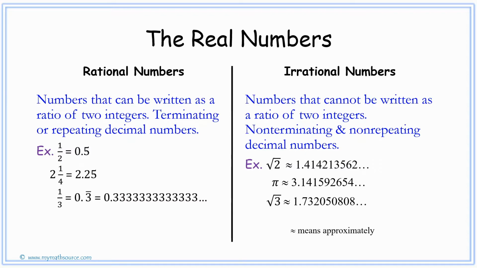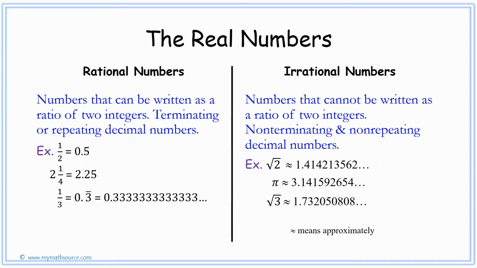Then on the other side, we have what's called the irrational numbers. Now, the word irrational simply means it's the opposite of whatever the rational numbers are. Since the rational numbers can be written as a fraction, the irrational numbers cannot be written as a fraction or as a ratio of two integers. As a decimal, they're non-terminating and non-repeating.